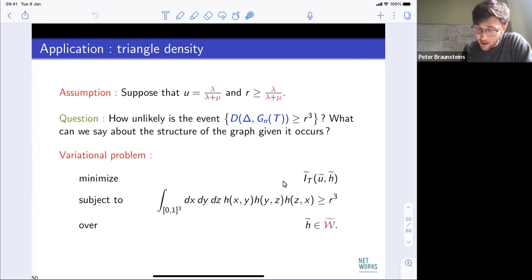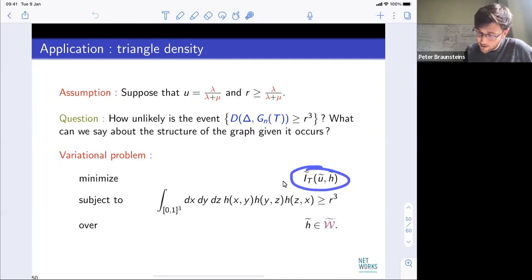So the question is how unlikely is the event that the edge density is unusually large, and what can we say about the structure of the graph given it occurs? Again, we've seen that we can answer both of these questions if we can solve a variational problem. Here's the corresponding variational problem that we need to solve. We need to minimize the rate subject to the condition that there's enough triangles in the graph over the space of all graphons.